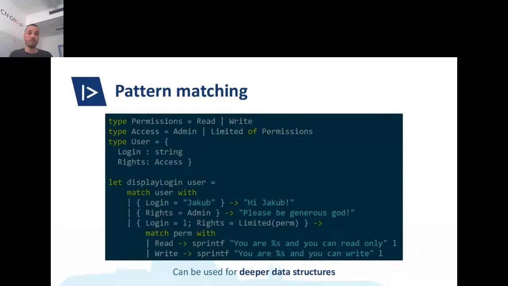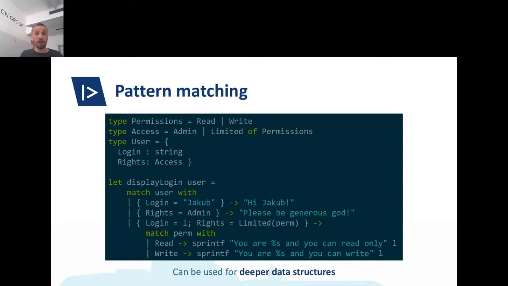Another thing that can be done, you can use pattern matching also over records, or over records having the type of their properties as a union type. So you can really combine those. Here you can see that I have permissions, which is either read or write. Then I have an access, which is either admin or limited of those permissions. And I have a normal user record, which is a string login and rights of this type of access, as I said, admin or limited.